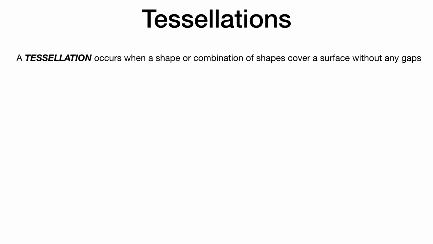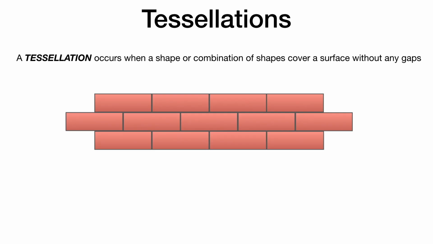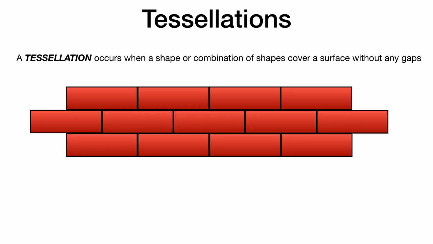We are going to talk about tessellations today. A tessellation, well, they're tilings of shapes. They occur when a shape, or maybe a combination of shapes, cover a surface without any gaps. There's usually a repetition of shapes. And when we talk about it in our geometry class, we tend to be talking about polygons.